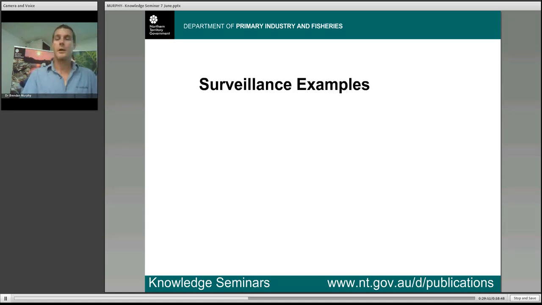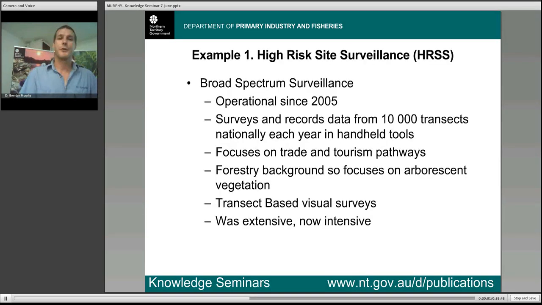So we'll move on to examples now of actual surveillance programs that are in operation in New Zealand and try to address some of these principles that I've been talking about, and hopefully prove that they can work in the real world. The first example is a program called High Risk Site Surveillance, which became operational in 2005 in New Zealand.